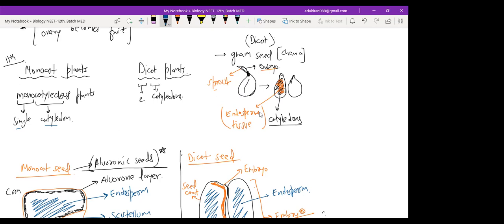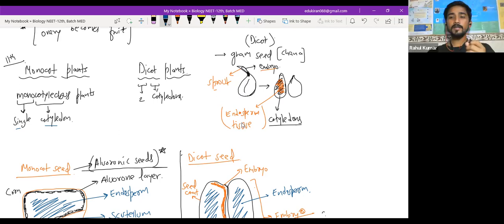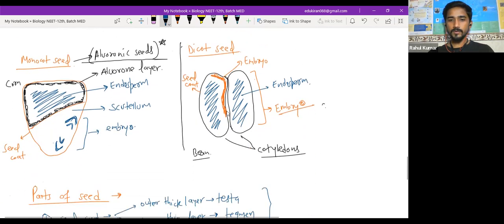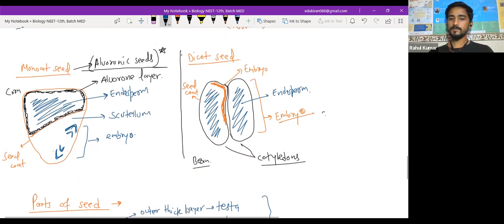Okay. So the sprout is actually nothing but the developing embryo, which is now growing and germinating. And the two parts are the cotyledon. And if you see the structure of a dicot, here I have just drawn a structure of a bean seed. So these are the two cotyledons.